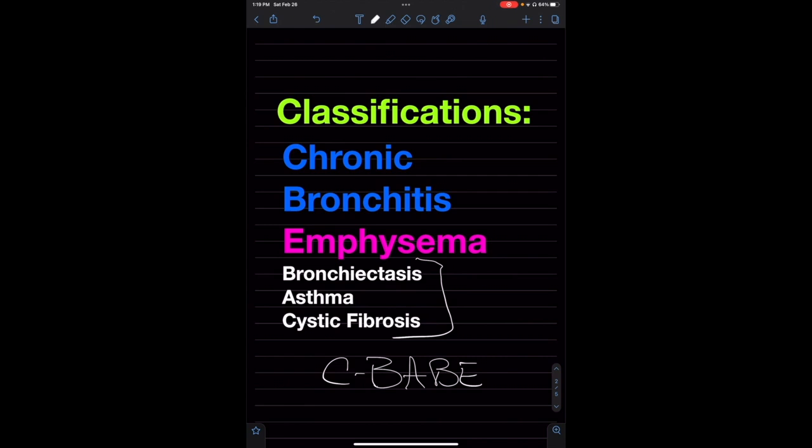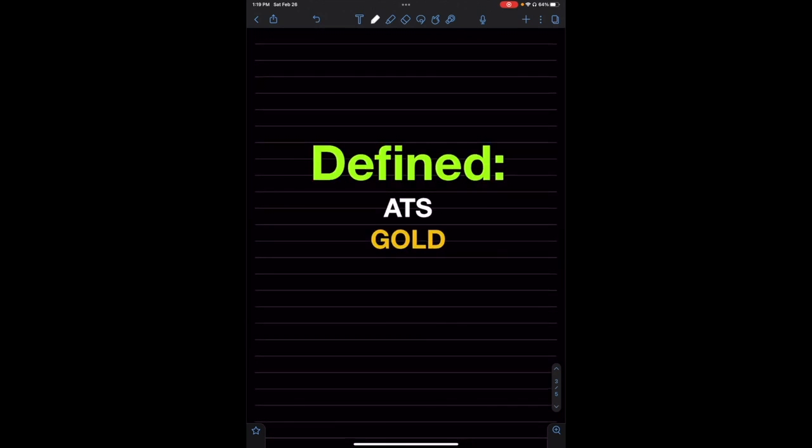So when we look at COPD, there's two different definitions, right? There's this ATS definition and there's this GOLD definition. The ATS definition says it's a preventable and treatable disease. It's a preventable and treatable disease state characterized by airflow limitations that is not fully reversible. That's the ATS definition. Now, the GOLD definition runs a little bit further.